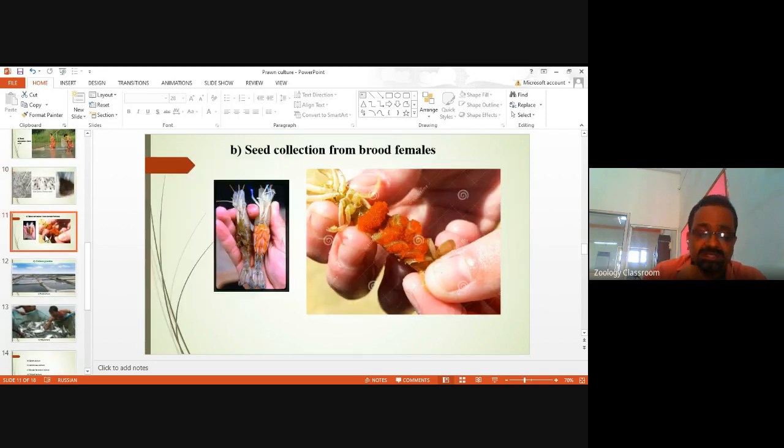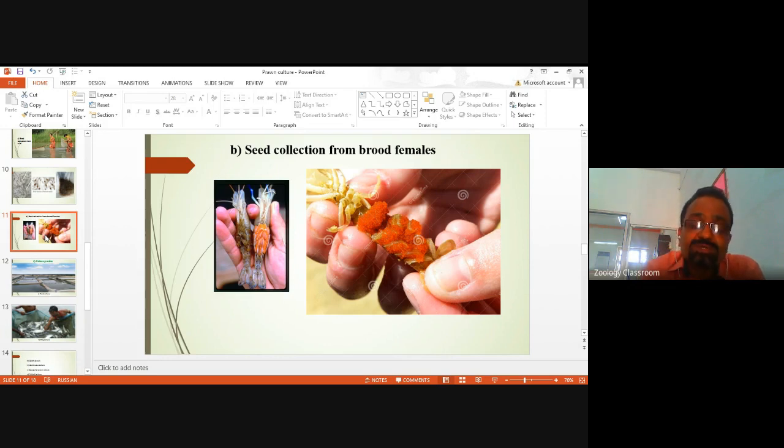Next is collection of seed from the brood females. Collection of seed from the brood female. That means directly here the brood females are captured. These brood females, as I have mentioned, are carrying the eggs in between the pleopods. So these females are then collected from the brackish waters or estuarine waters.